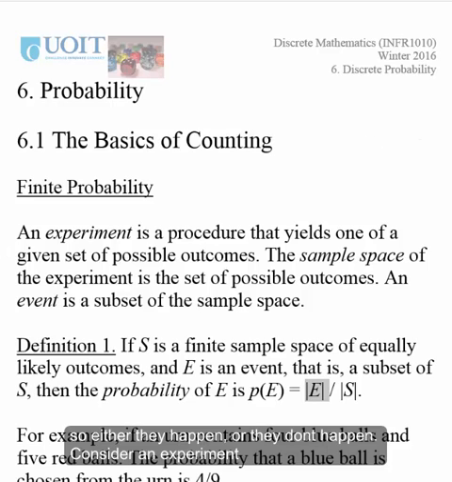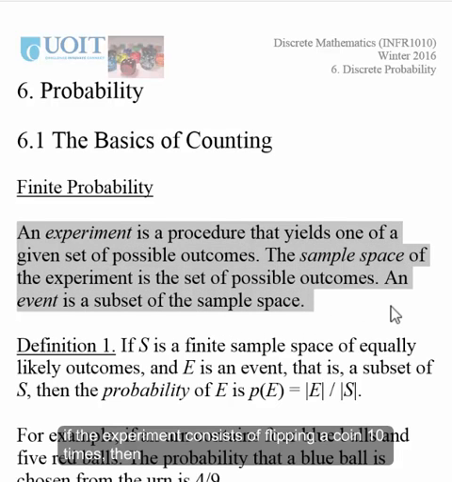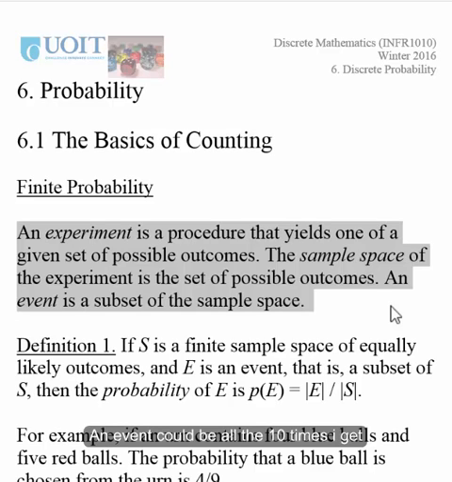Consider an experiment where you have a sample space and events. So if the experiment consists of flipping a coin 10 times, then the sample space would be all the possible outcomes that I can get by flipping a coin 10 times. An event could be that all the 10 times I get tails.